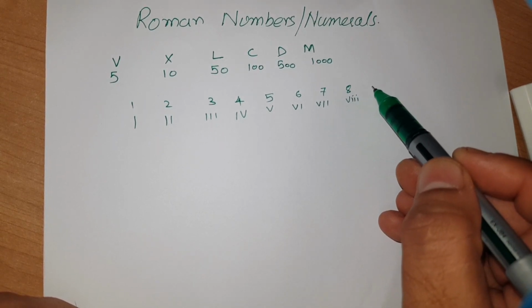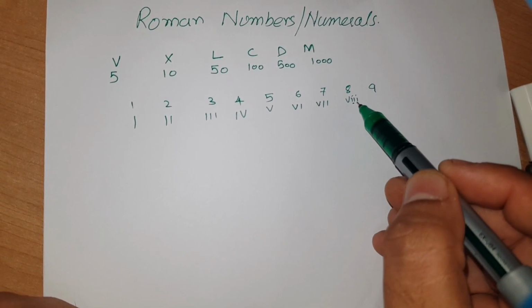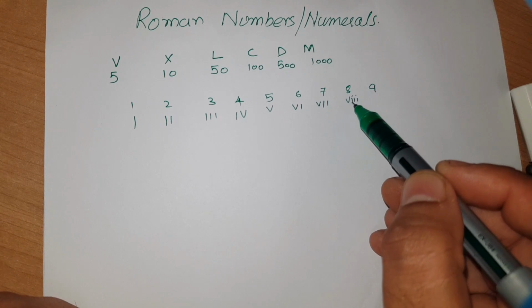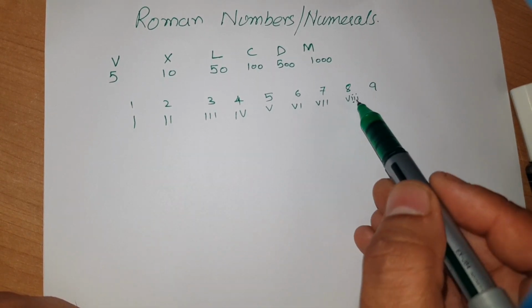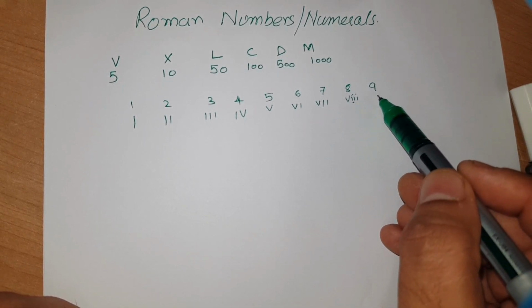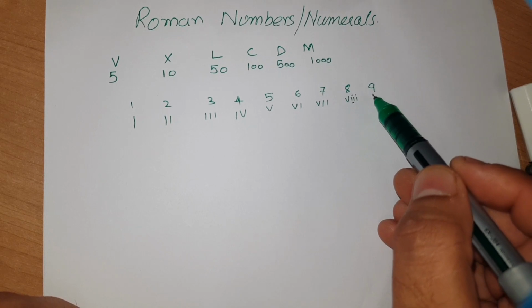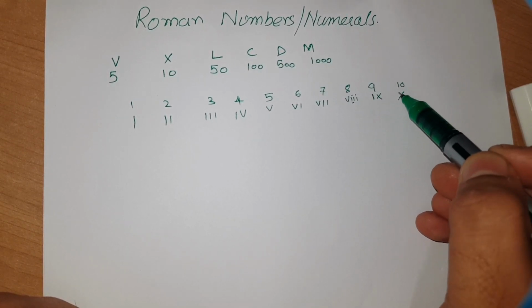Now for 9, I will not write 4 of these digits. You see, this is for 1, so if this is 1, I can use maximum 3. I cannot write 4 to make 9. For 9 I will subtract 1 from 10. Now 10 is what? X.